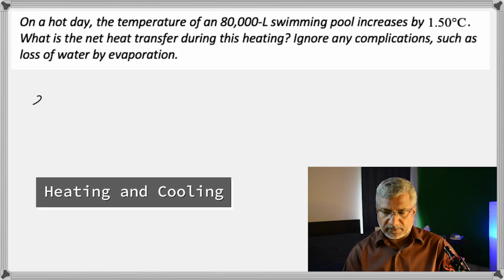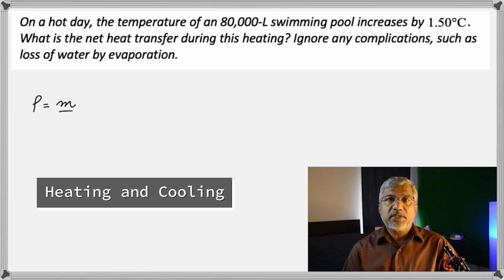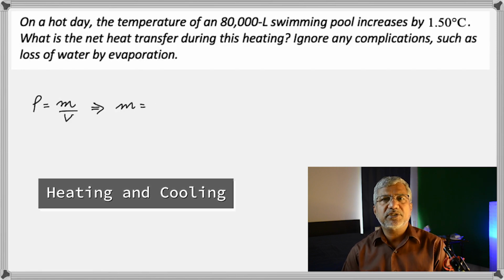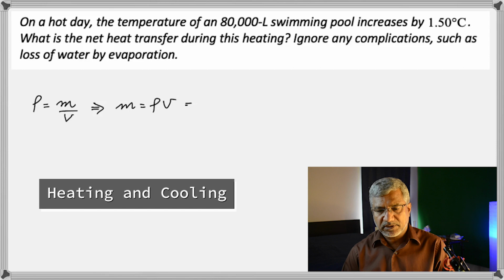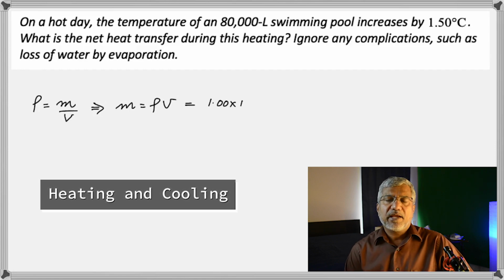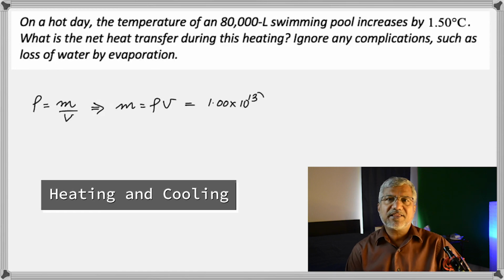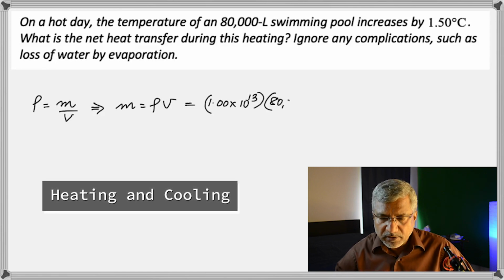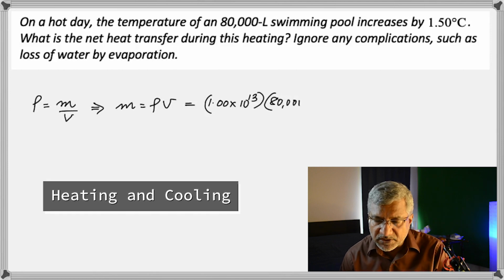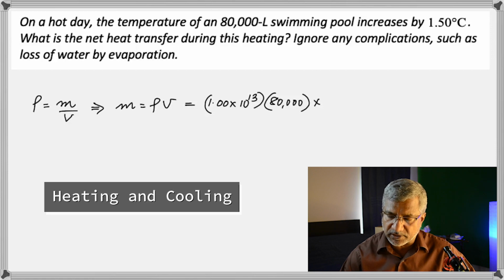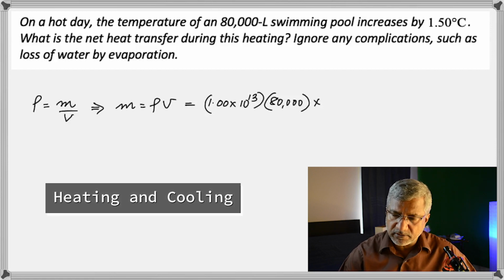So let's do that. Density is mass by volume. I'm trying to show you how to get the liters into kilograms. So mass is density times volume. And the density of water is 1,000 kilogram per meter cube. Or that's supposed to be 10 to the power 3, not 10 to the 13. So let me correct that. That's a terrible mistake right there.